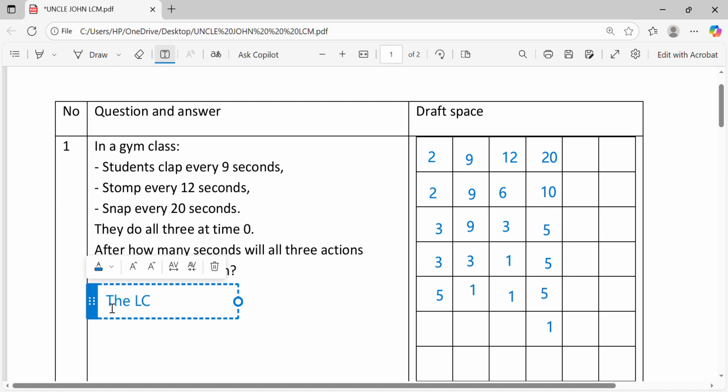LCM, or the least common multiple of 9, 12, and 20 equals 2 times 2 times 3 times 3 times 5, which is equal to 180.